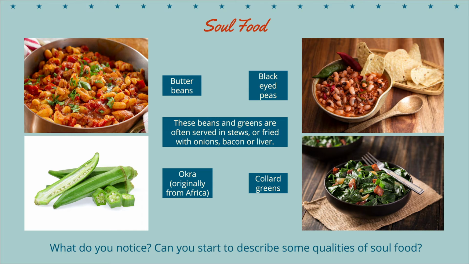Here are some more popular soul food dishes: butter beans, black-eyed peas, okra and collard greens. So these beans and greens are often served in stews or fried with onions, bacon or liver. What do you notice? Can you use these pictures to help you start to describe some qualities of soul food?